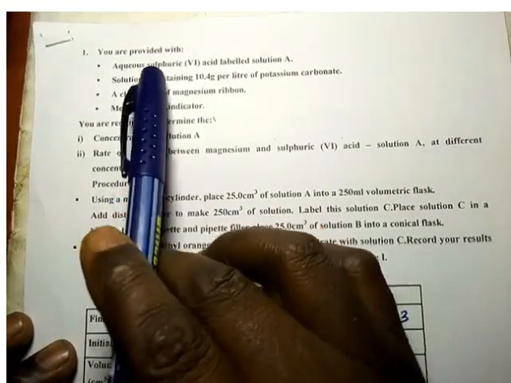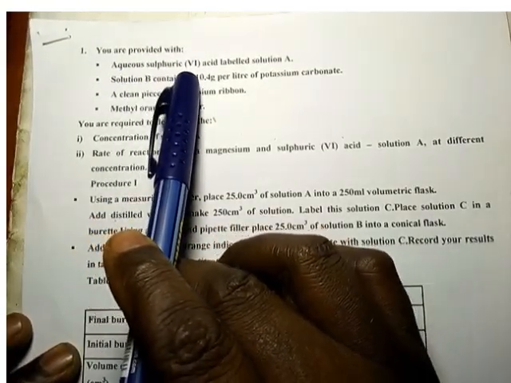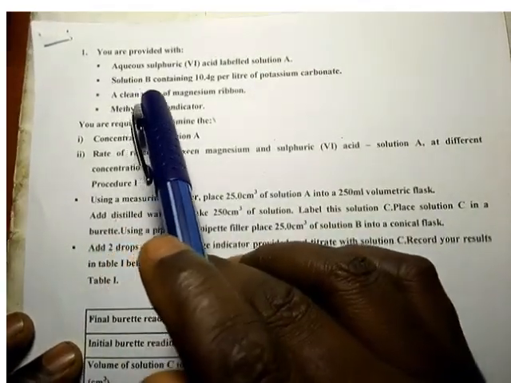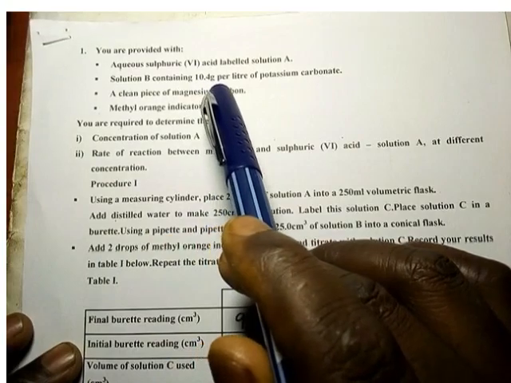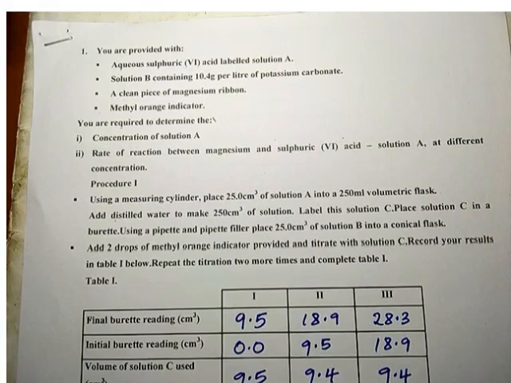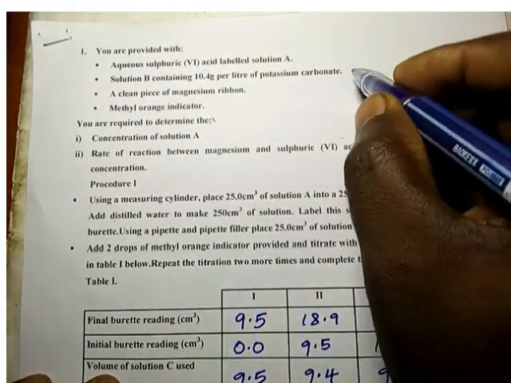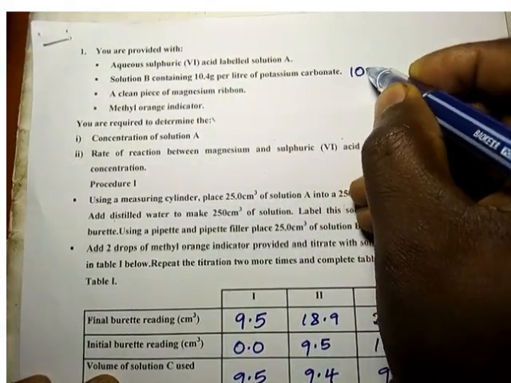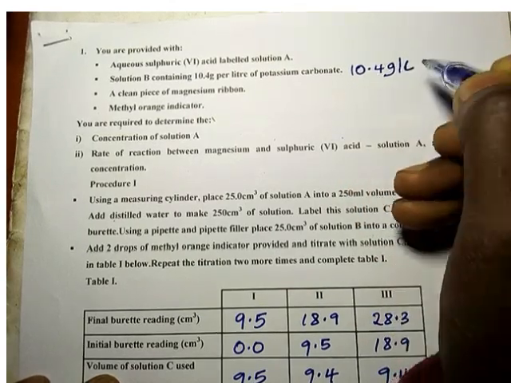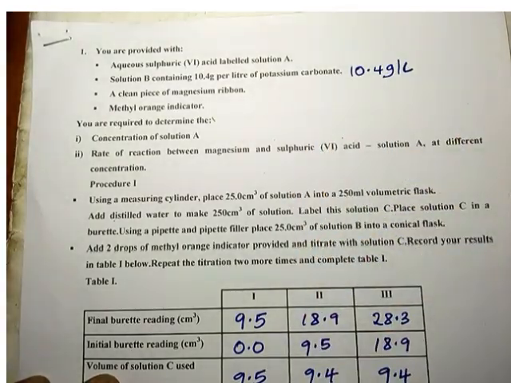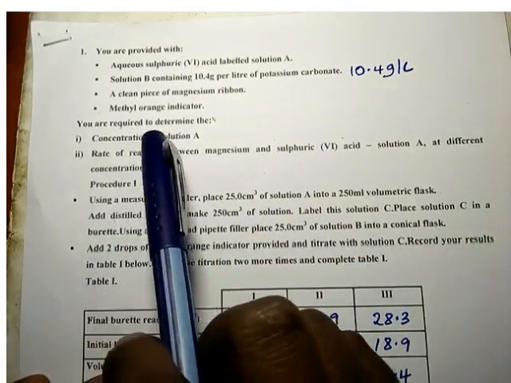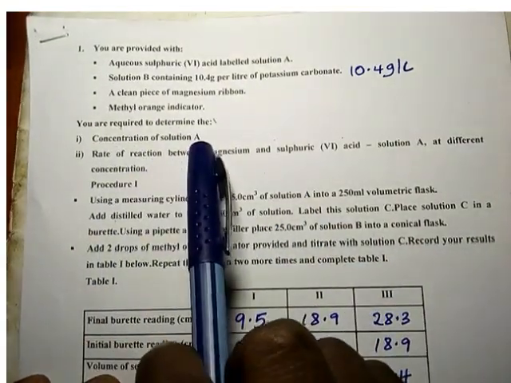You are provided with aqueous sulfuric acid labeled solution A, and solution B containing 10.4 grams per liter of potassium carbonate. This information is very important. So this one means it is 10.4 grams per liter of potassium carbonate. You are required to determine the concentration of A.